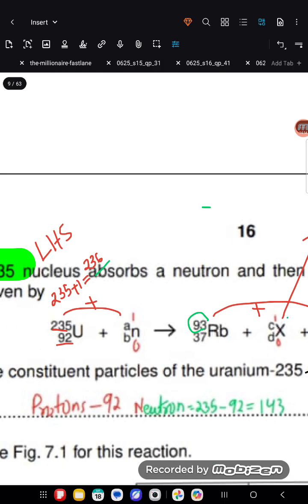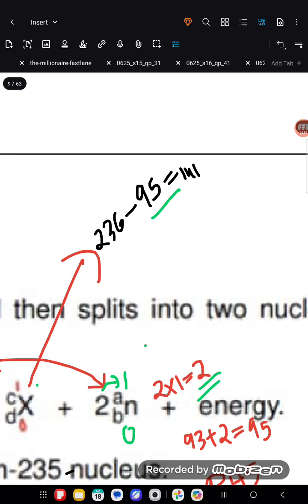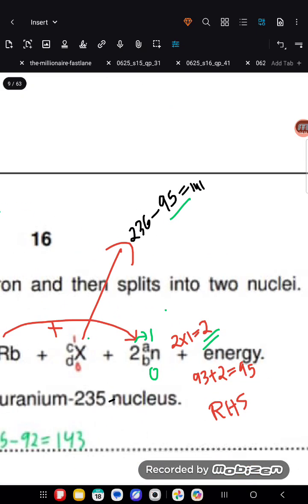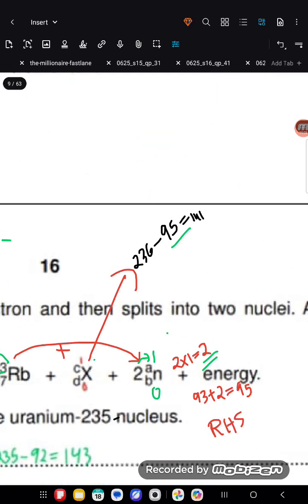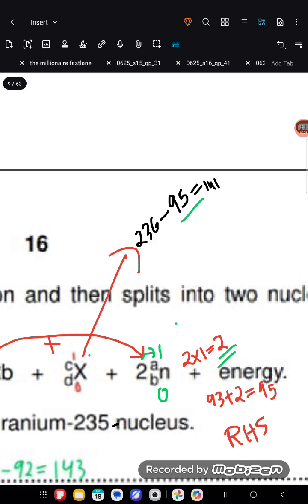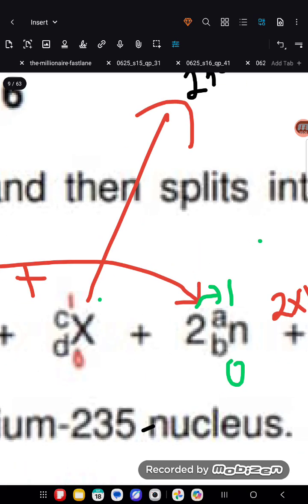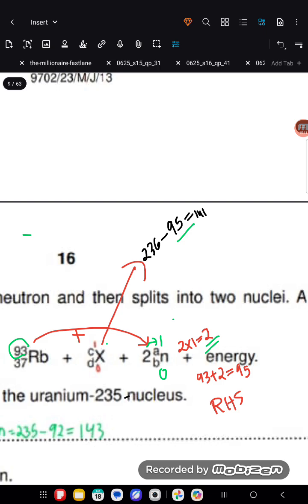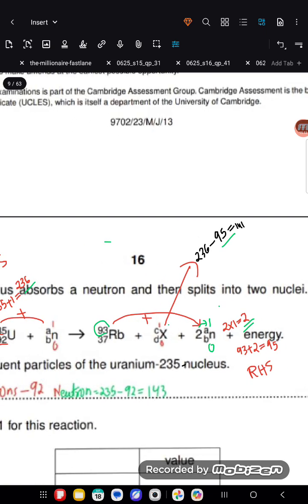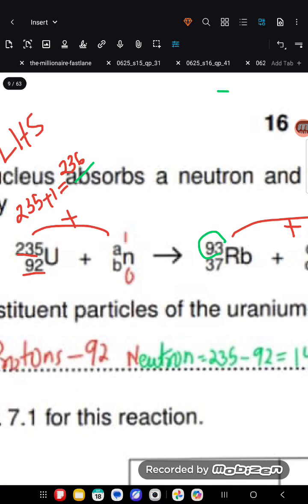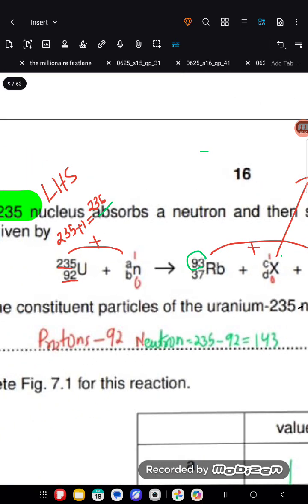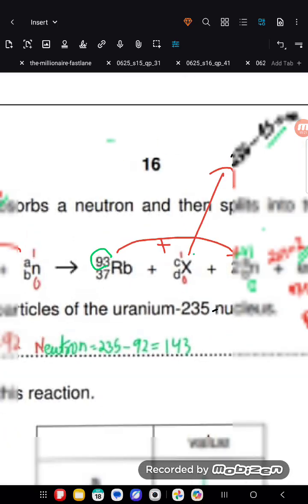So here this side is 236, here it is 95, and what will be this number? 142. C will be 142, right? 142. 236 minus 35, this one will be, upper number will be 141, right? So now let's find the down number. This will be always 0. So here it is 92, here it is 37.